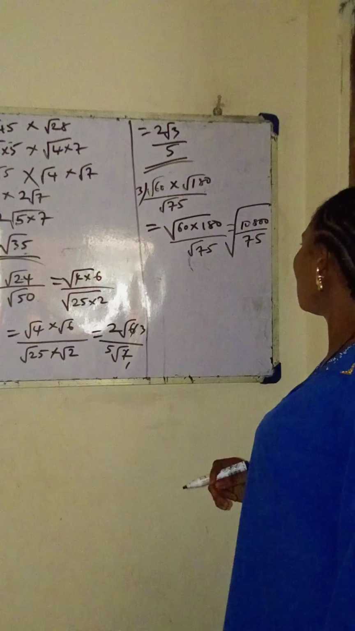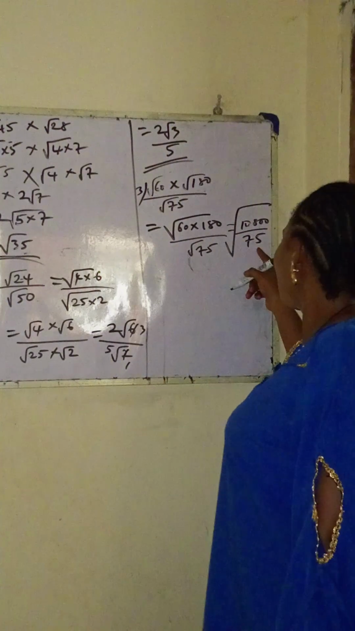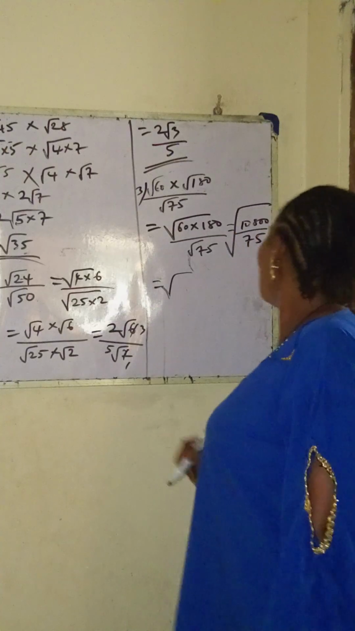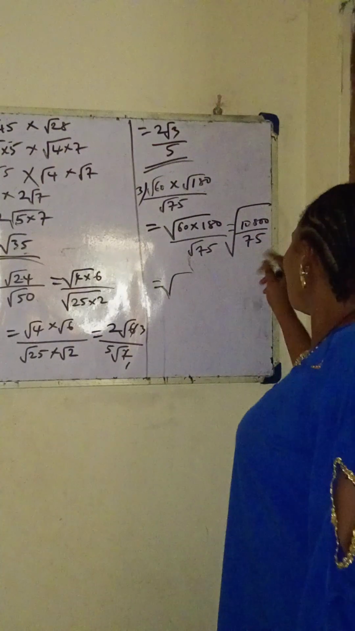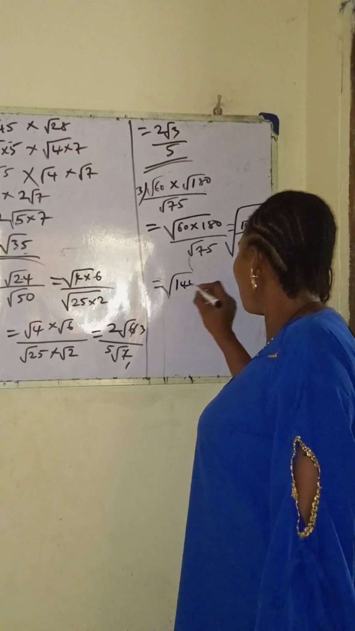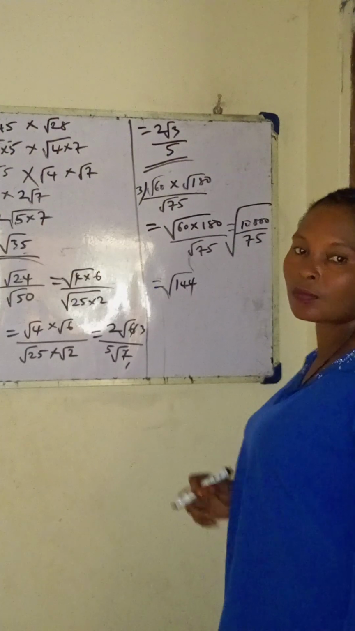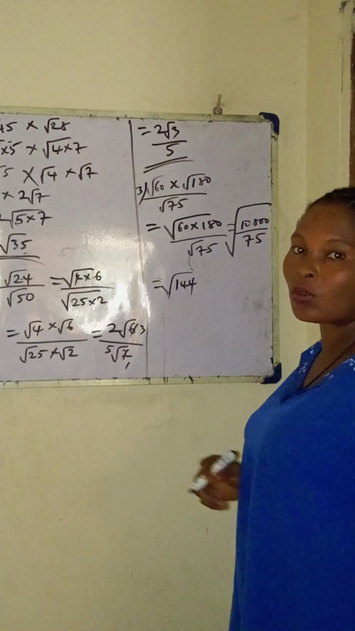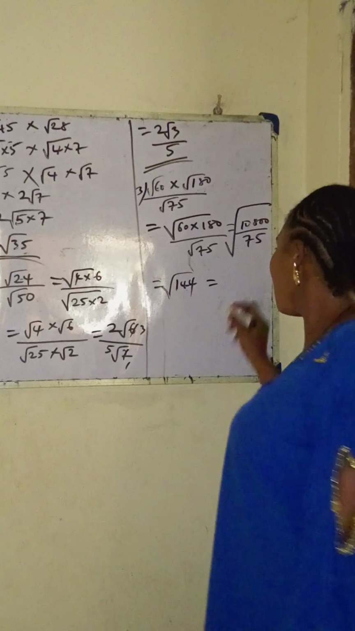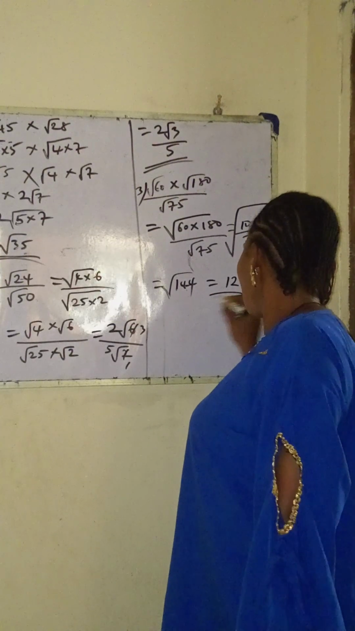So now the next thing is we are going to divide. 10,800 divided by 75 will give us what? 144. So when you get to this stage, you are going to look for the square root. The square root of 144 will give us what? 12. So this is the answer.